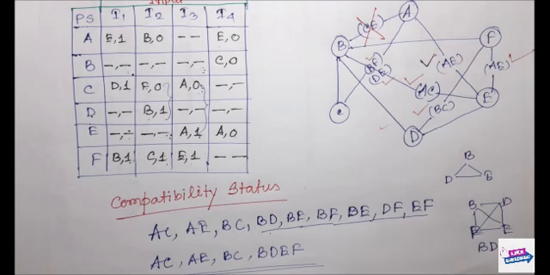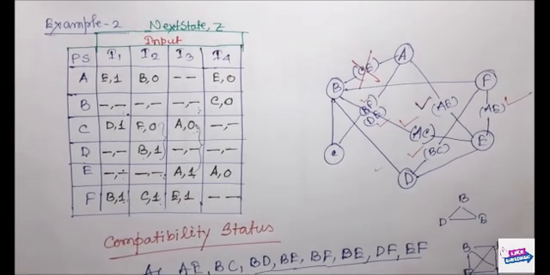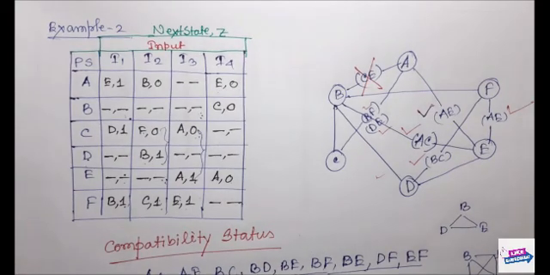I hope this is clear to you. In the next lecture I will cover the merger table, and also I will discuss the compatibility graph and how to get the implied pair to find the minimum closed covering, so that we can ultimately reduce the machine. I will discuss the merger table and compatibility graph in my next lecture, and ultimately we will achieve our solution. Thank you very much.